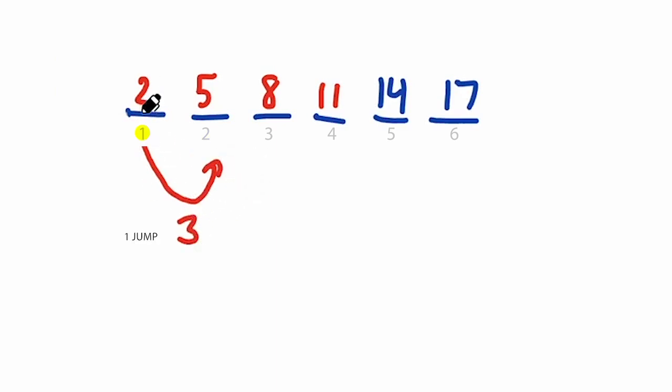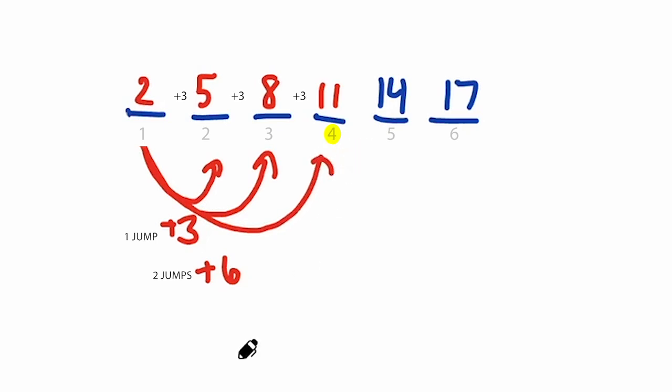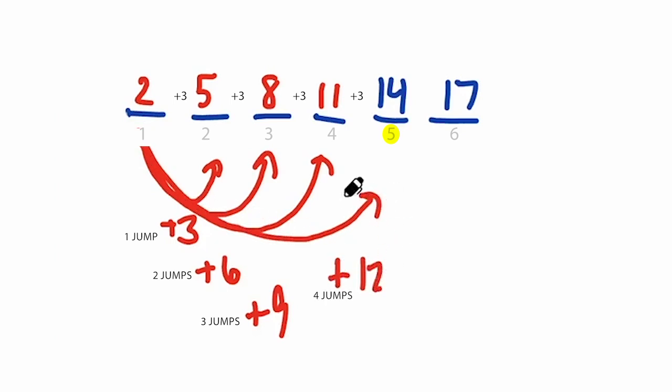How many jumps did it take me to get from my first term to my third term? It took 2 jumps of 3. So it was like a plus 6. So the first one was a plus 3, the second one was a plus 6. To get to the fourth term, how many jumps did it take me? Well, it took 3 jumps to get there. So that was a plus 9. To my fifth term, it would take me 4 jumps. So that would be a plus 12. And let's just check it. 2 plus 12 gives me the 14.